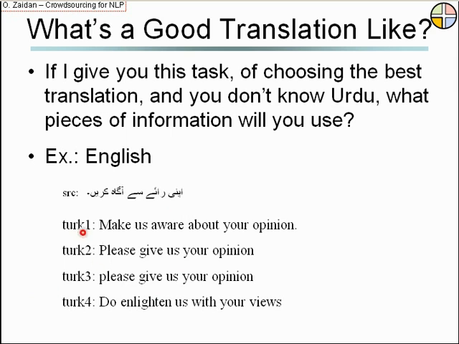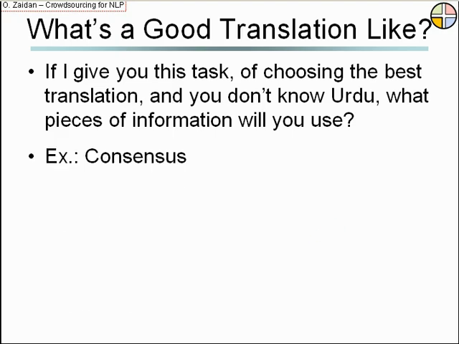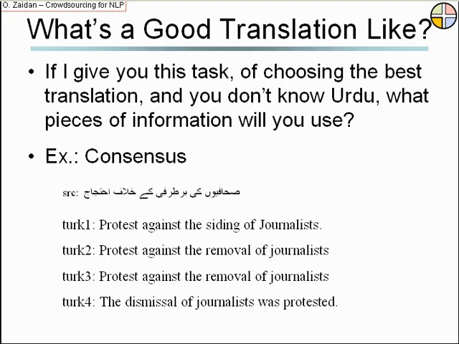Another thing that you see for Turkers 2 and 3 is that they basically give the same translation. And a translation that has consensus is probably also a good translation. So here's another example of consensus. Again, I don't understand the Urdu sentence, but I'm willing to bet that Turker number 2 and 3 are probably getting it right, just because they happen to agree. And people are much more likely to agree on the correct answer than on an incorrect answer, because there are many more ways to answer incorrectly.